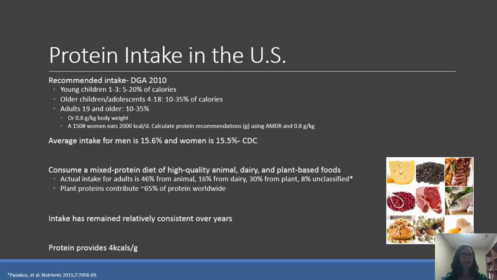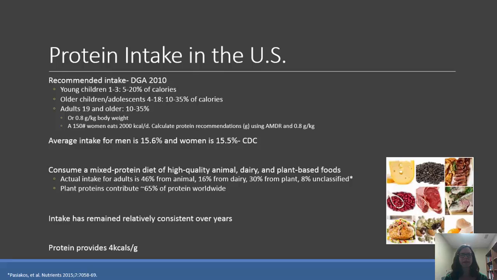Okay, so protein intake in the United States. The Dietary Guidelines for Americans, 2010, recommend a certain range of calories that we get from protein. This includes a smaller proportion of calories from protein for younger children who really need more fat. And for older children and adults, the recommended intake is 10 to 35% of calories coming from protein.